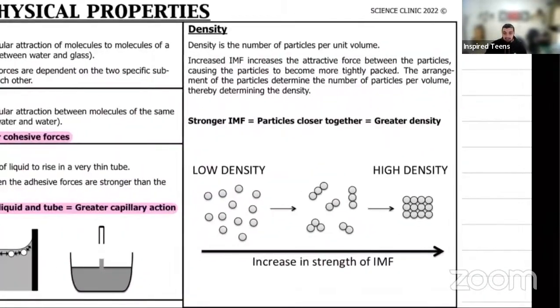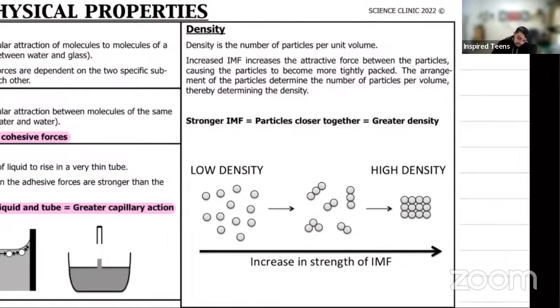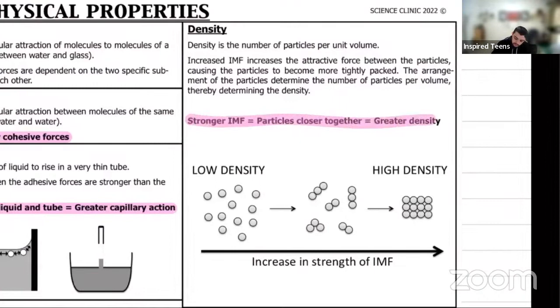Let's discuss density. So I hope that answers your question. Density is the number of particles per unit volume. Increased intermolecular force increases the attractive forces between the particles, causing the particles to become more tightly packed. The arrangement of the particles determines the number of particles per volume, thereby determining density. So the relationship here is stronger intermolecular force, particles closely together, greater density.